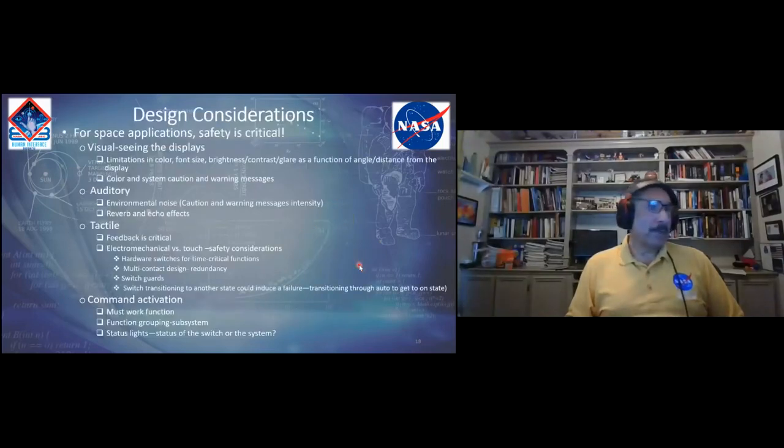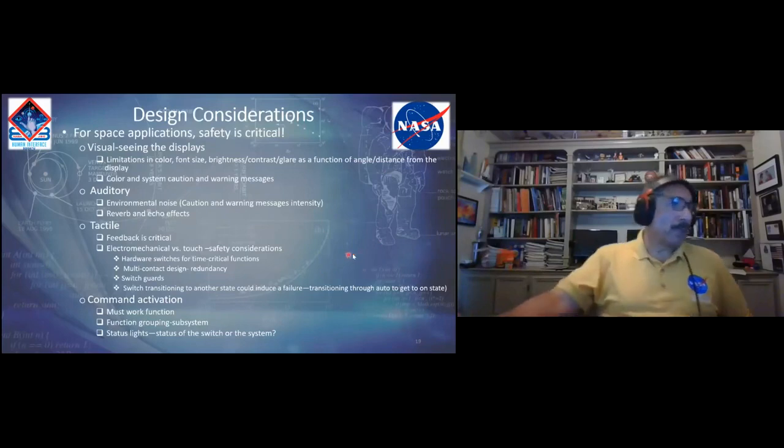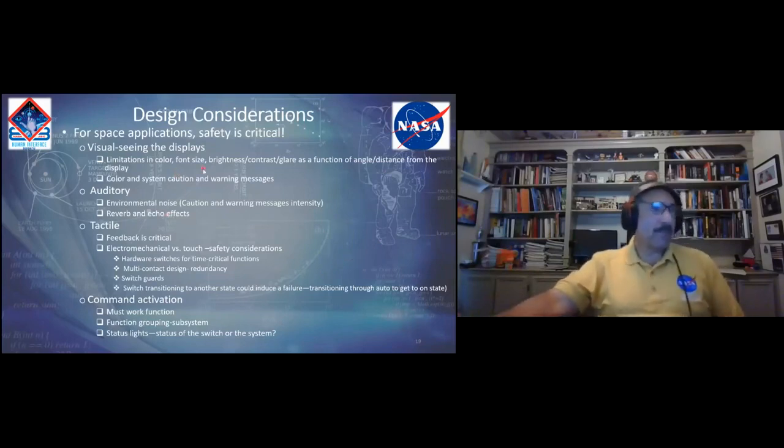Design considerations. We continue on with visual, seeing the displays. Again, color, font size. How big are the letters, brightness, colors, caution and messages. You don't use red to indicate everything's okay. Red means there's something bad going on. Green means everything's okay. Yellow or amber, caution. So you got to be careful about color schemes.